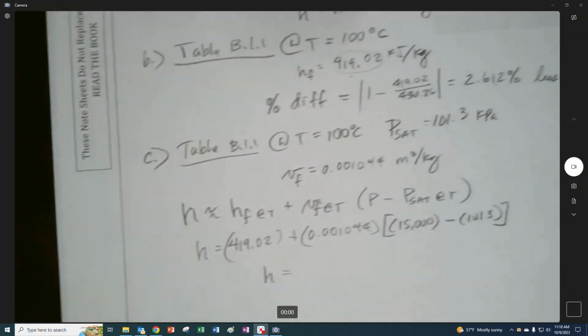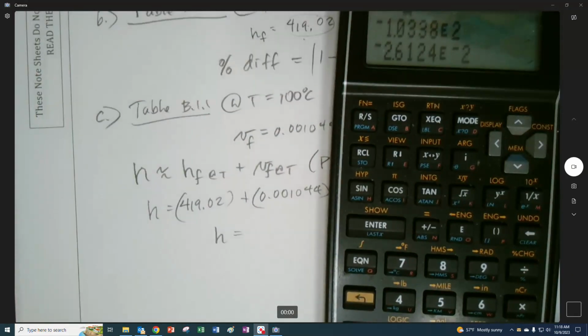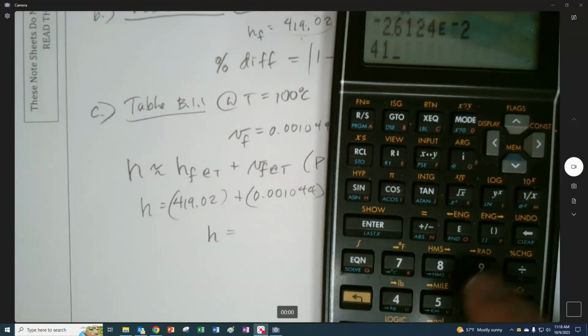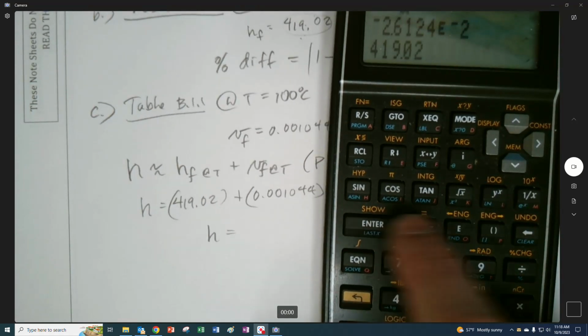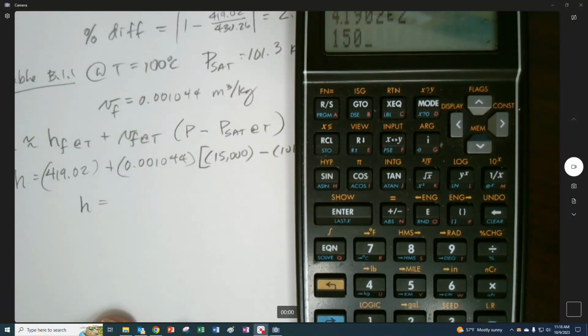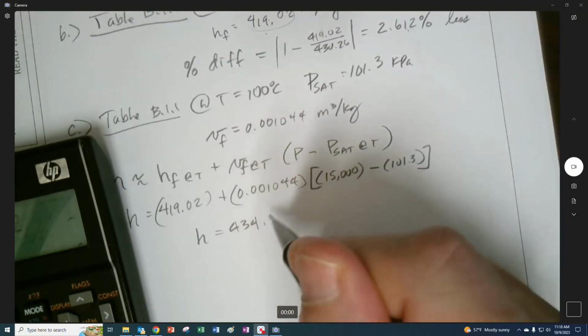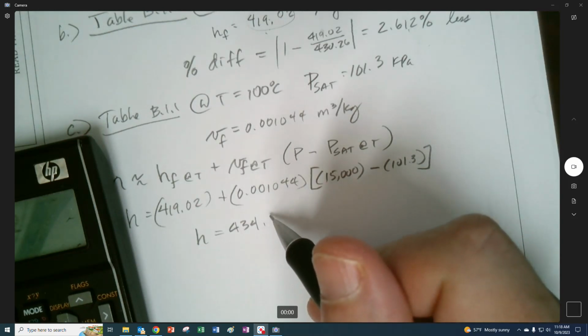And let's see what we get. We get 419.02, and I'll go this one first, 15,000 minus 101.3, and then 0.001044 times, and then plus, and we get 434.57.